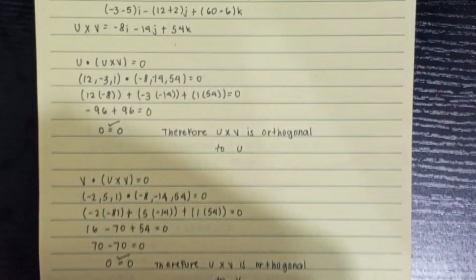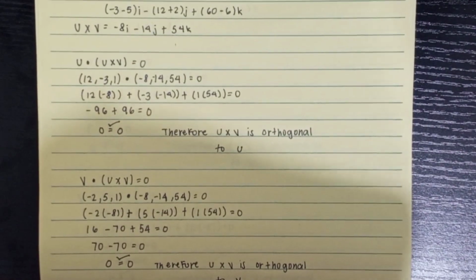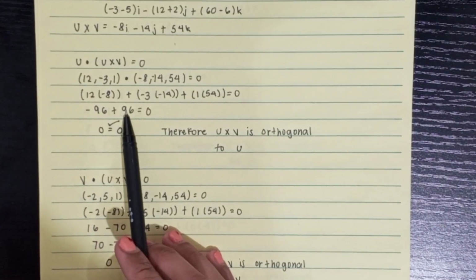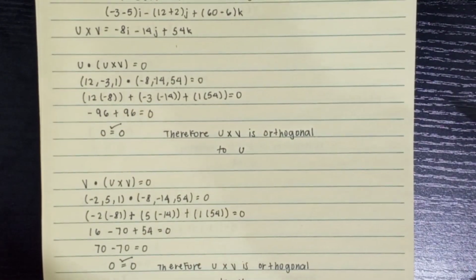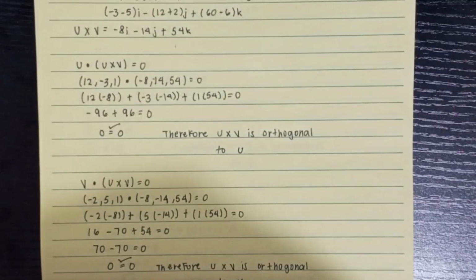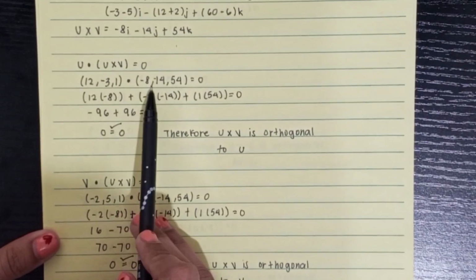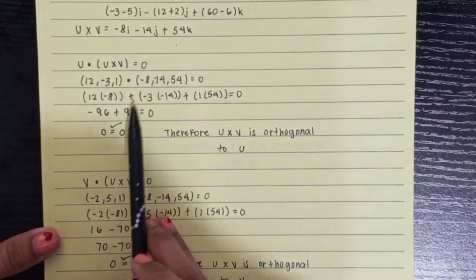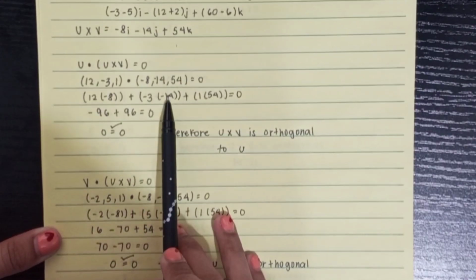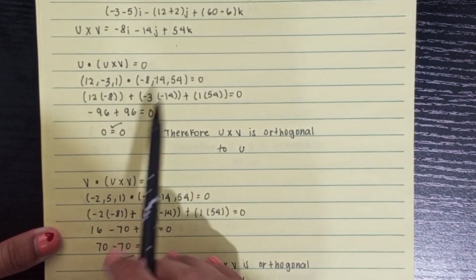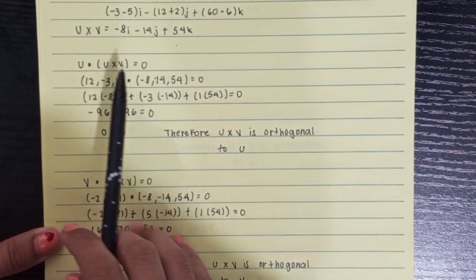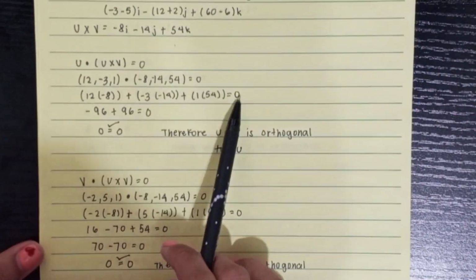After nun, gagamitin na natin siya ng dot product. Paano nga ba yun? So, yung component nila, or each component is i-multiply sa kagaya nilang scalar. So, 12 times negative 8, plus negative 3 times negative 14, plus 1 times 54 equals to 0.